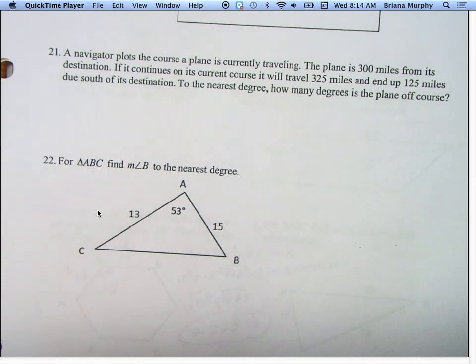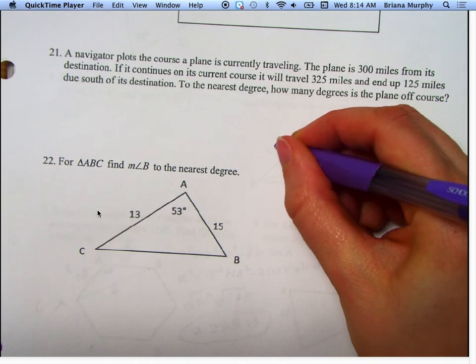A navigator plots the course of a plane is currently traveling. The plane is 300 miles from its destination. If it continues at its current course, it will travel 327 miles and end up 125 miles due south of its destination. To the nearest degree, how many degrees is the plane off course? All right. We got to read this again, right?